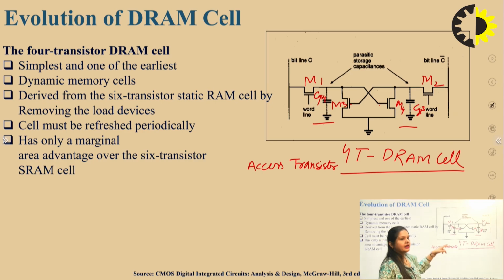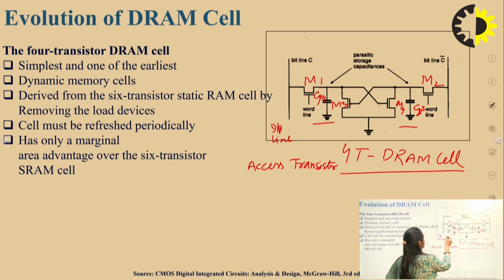Here the bit lines are also known as input lines. Here we can input the data which we want to write in the memory, and this word line is used to give the control, to use the access transistors. Now let's see the operation of this particular 4T DRAM cell.